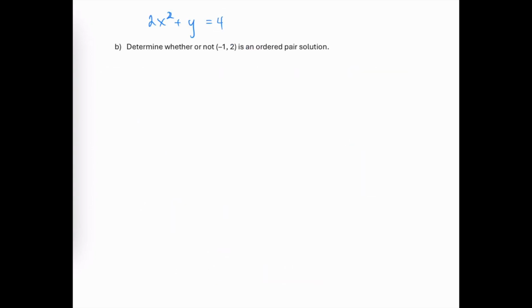So let's test another ordered pair to see whether or not it's an ordered pair solution. Our equation is again 2x squared plus y is equal to 4. And again, we're going to recopy that, leaving holes for those input variables. And then we're going to plug in x is equal to -1. So everywhere there was an x, I'm going to plug -1 into that. And y is equal to 2. So everywhere there was a y, I'm going to plug 2 in for that.